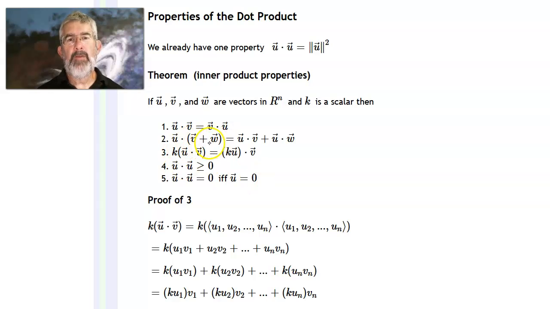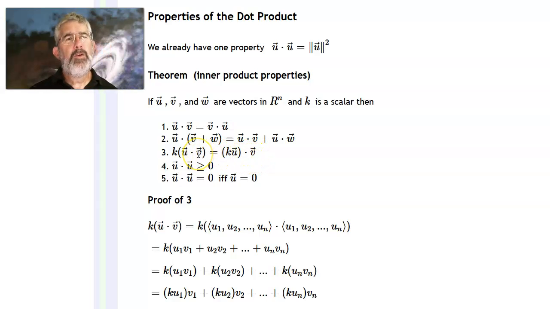So we know how to add vectors, and we know how to dot vectors together. The dot product of u with the sum v plus w is the same as the dot product of u with v plus the dot product of u with w. It distributes just like multiplication does. Also, there's kind of an associative property: if you take a dot product and then multiply that by a scalar, that would be the same thing as multiplying the scalar by the first vector and then taking the dot product.